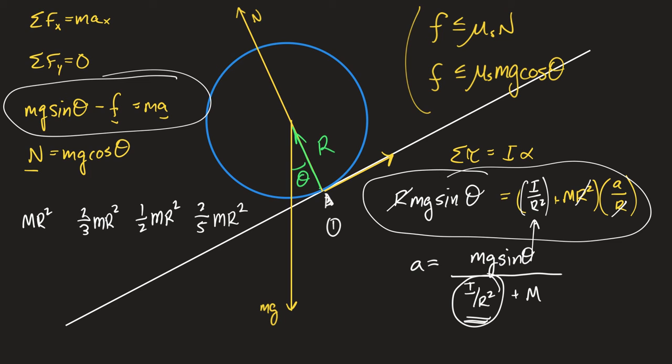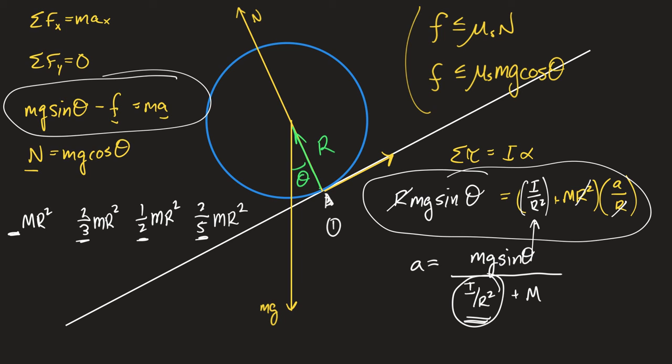It's that number out front. The bigger the number out front is, the bigger the denominator will be, the slower the object rolls. It's proven right there. The smaller that number is, the faster the object rolls. So solid sphere rolls the fastest. Ring, the slowest. And hopefully in your head you can figure out why they're in this order.